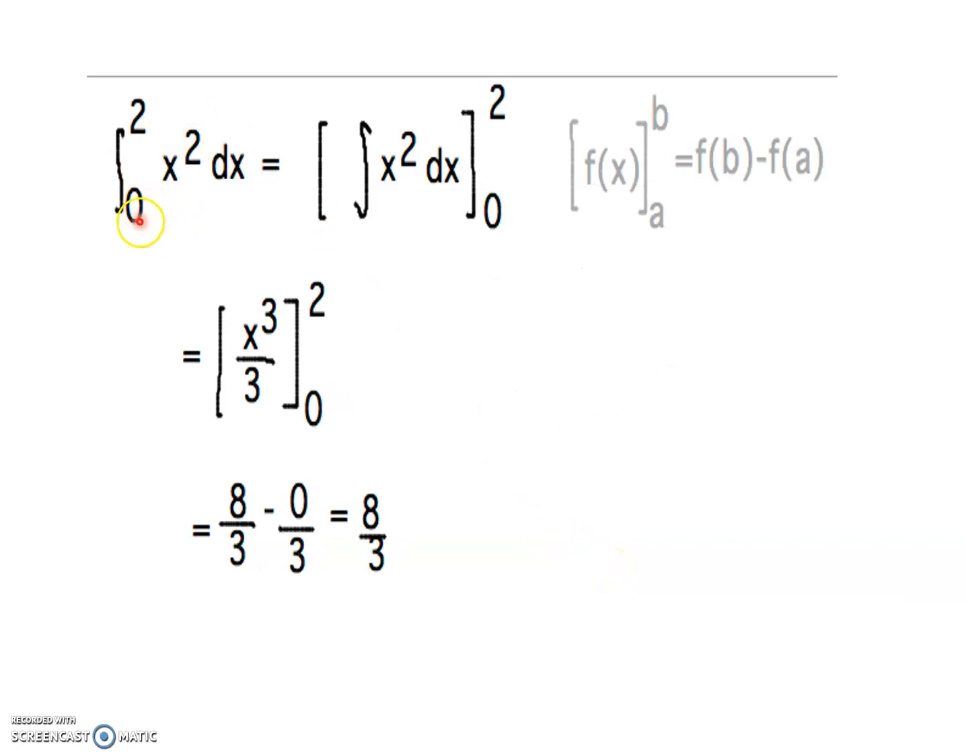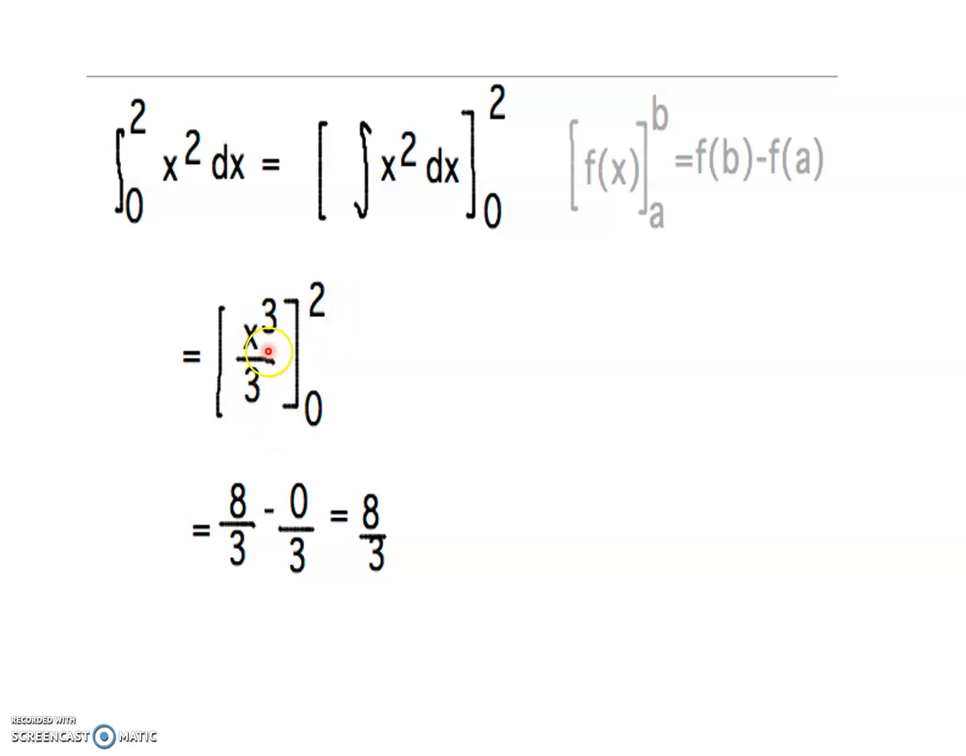Next example, the integration from 0 to 2 of x square dx. What is the integration we have to use? We know that the integral of f of x from a to b is f of b minus f of a. It is the actual integration. Now we have to substitute. The integration of x raised to n is what? X raised to n plus 1 upon n plus 1. That's why we derive x raised to 2 plus 1 upon 2 plus 1. It is exactly x raised to 3 upon 3.